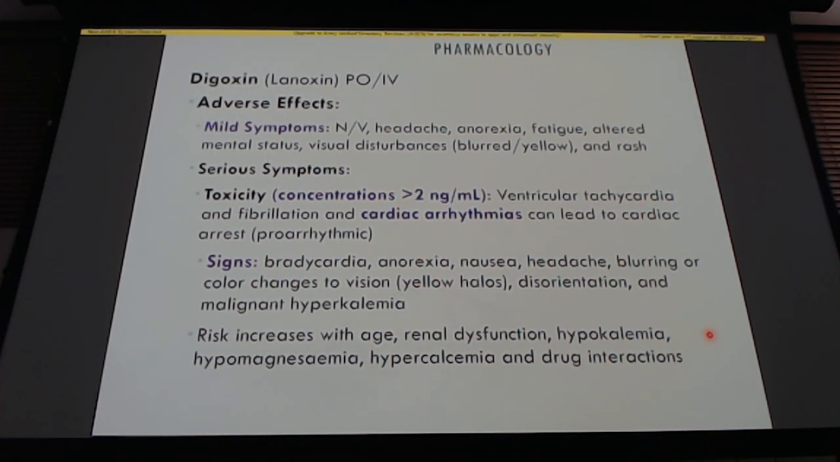Our adverse effects, we have some very mild symptoms that we're typically gonna see whenever we're using this medication, our basic stuff, right? Nausea, vomiting, headache. What's not typical is that we can have this rash and these visual disturbances, okay? Sometimes they will say like, oh, it looks like I have like a yellow kind of hue over something, so that's that visual disturbance that you'll see, or they just can't see well, like they start to get disturbed.